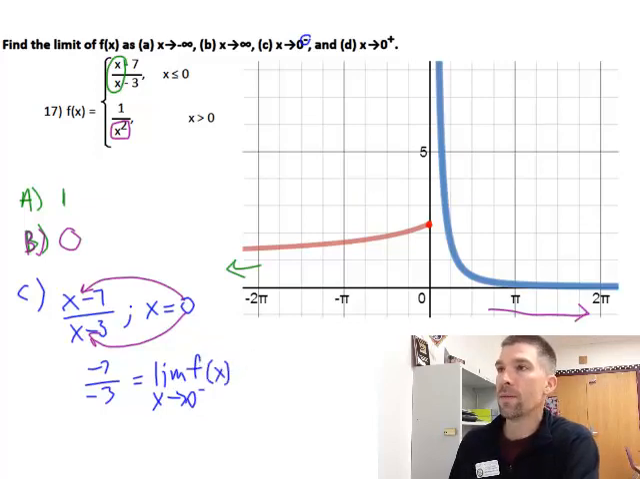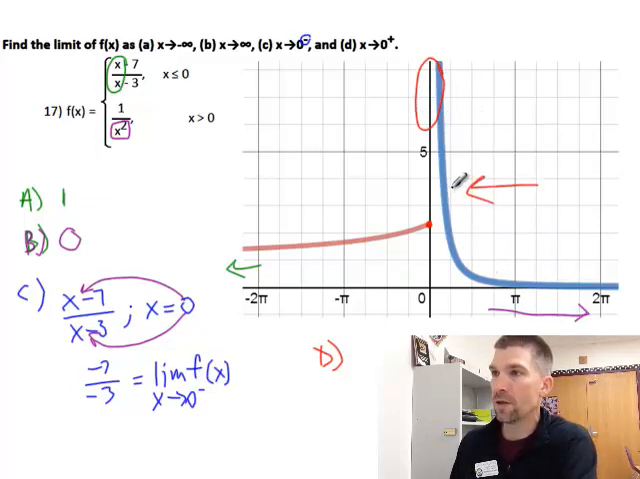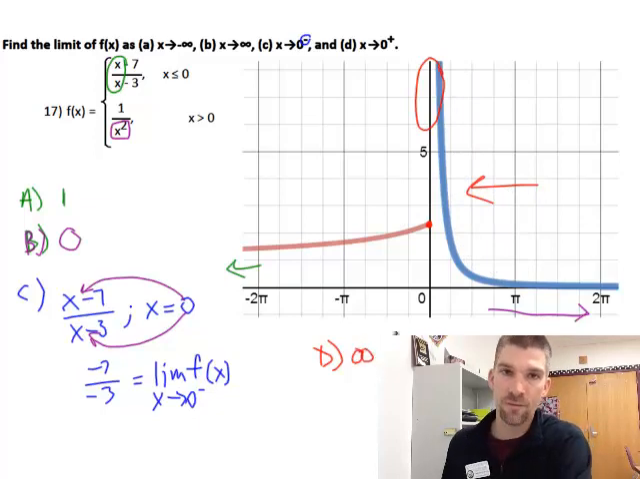Well, what about the last one here? The limit as x approaches 0 from the right. So part D, the limit as x approaches 0 from the right. You'll notice there's a gap right here. So we're going to move towards 0 from the right-hand side, we're going to track the line, and this is going up, up, up, up, up towards infinity.